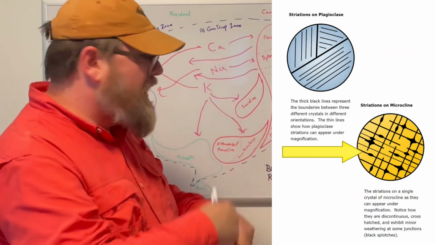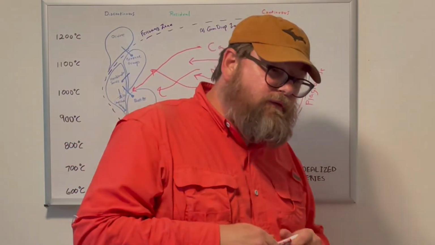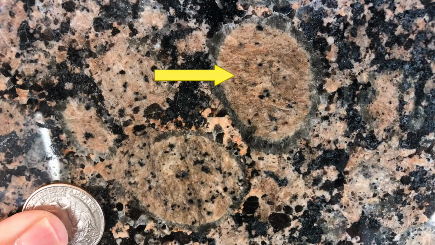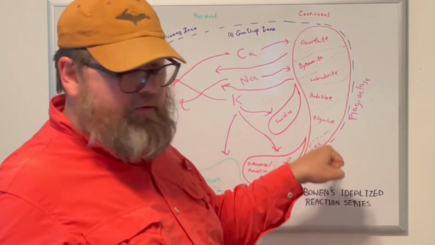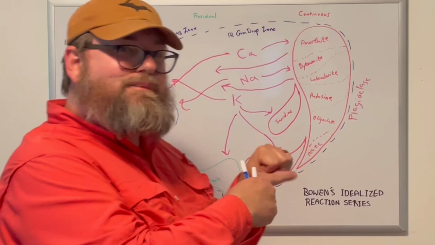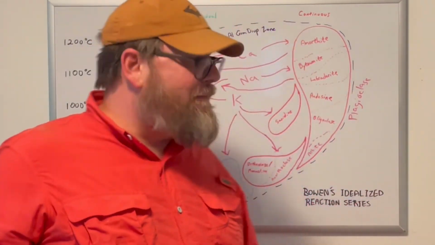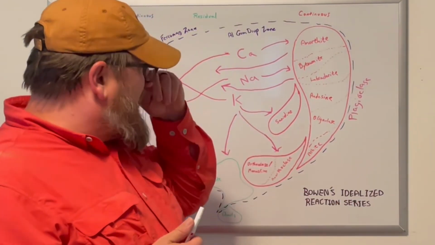If you look for the striations, you just assume it's plagioclase unless you have microcline, the hatching. And then we have something very interesting, which I have talked about before, rapakivi granites, where you have K-spar in the middle and a green plagioclase halo, usually oligoclase. I can never pronounce that. Those are harder to explain, but maybe I'll do a video for that sometime, because you're going from here to here.